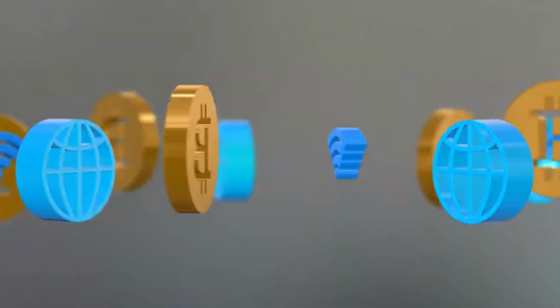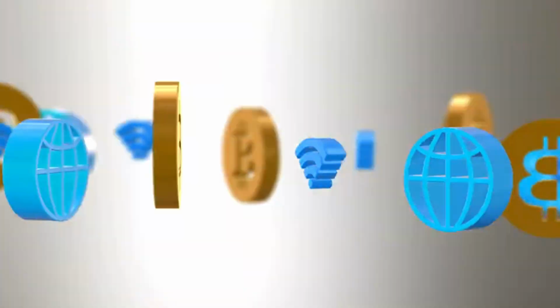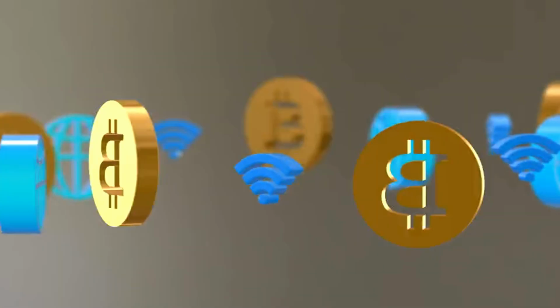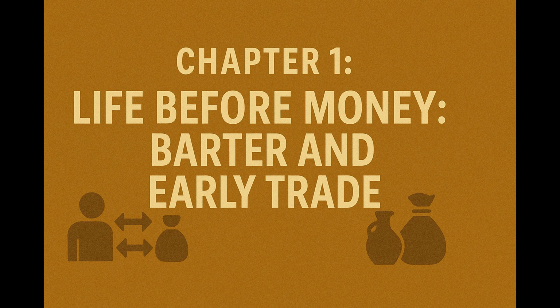From ancient trade routes to modern cryptocurrency, from gold coins to tap to pay, money has shaped the way we live, work, and relate to one another. So let's unravel the story of money, how it began, how it evolved, and what it might become. Chapter 1: Life before money.